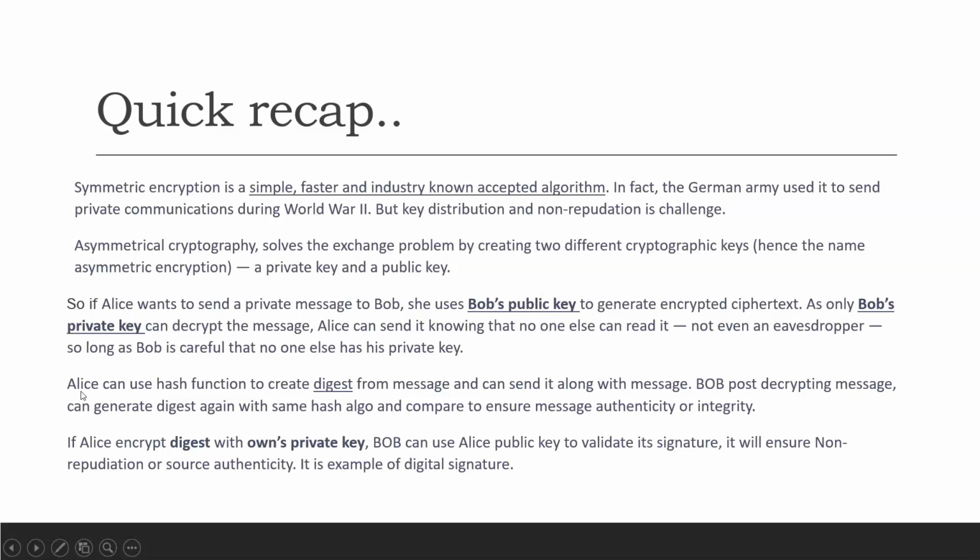Now there is a hash, which we have seen. Alice can use the hash function to create a digest, and the digest is always of fixed length. Whatever the length of the input does not matter, and it can be sent along with the message, and Bob can decrypt the message and regenerate the digest. We have seen that as a checksum. So along with the checksum, integrity can be ensured. So you might see it later.